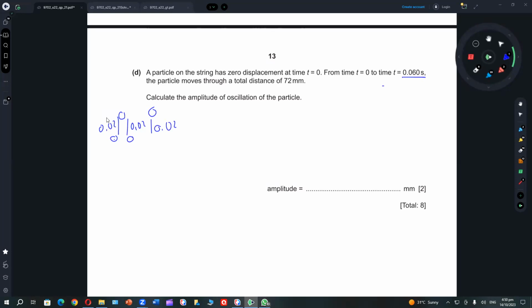So now what is the amplitude? He says the particle moves through a total distance of 72 millimeters. I know the time period, I know the time difference, but how can I find the amplitude?